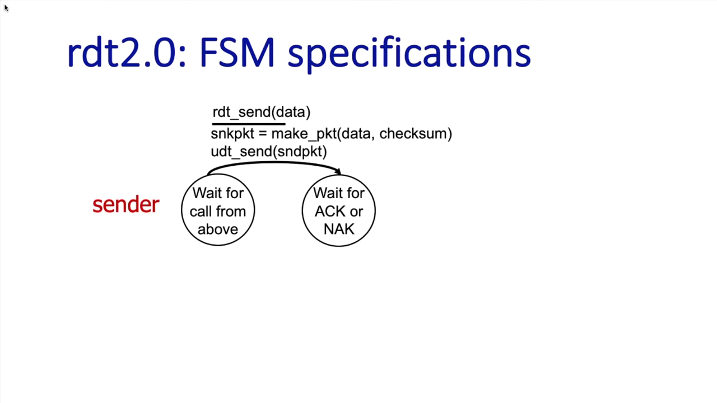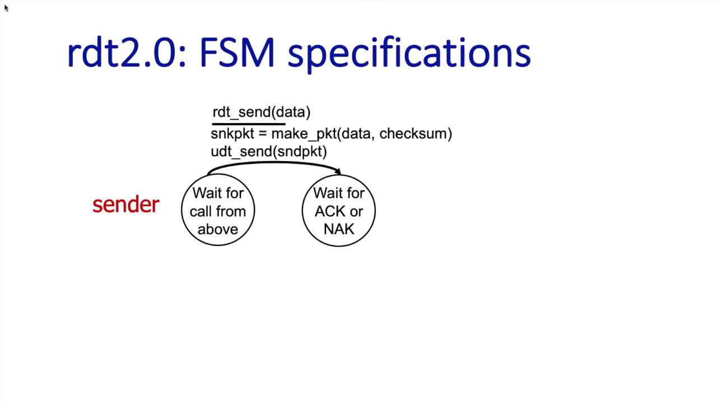The sender then transitions to a state where it's waiting for an ACK or a NACK for that sequence number 0 packet. So let's say that the sender receives an uncorrupted ACK packet that it's been waiting for. It then transitions to the waiting for call 1 from above state, meaning that the next packet it sends will have a sequence number of 1. The sender is eventually passed data from the application layer again. It makes a packet again, but this time with sequence number 1, and sends that packet. Then let's say it receives an ACK for that packet, so it transitions back to the waiting for call 0 from above state, and the cycle can then repeat.